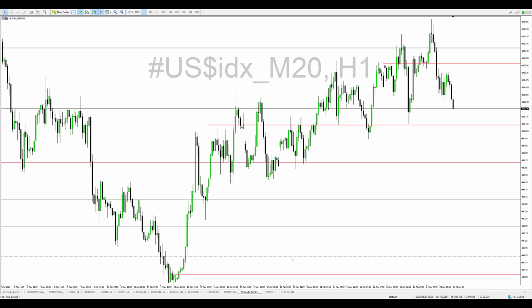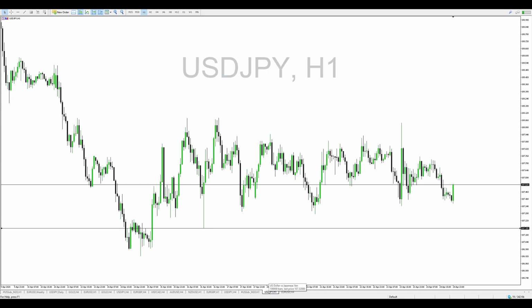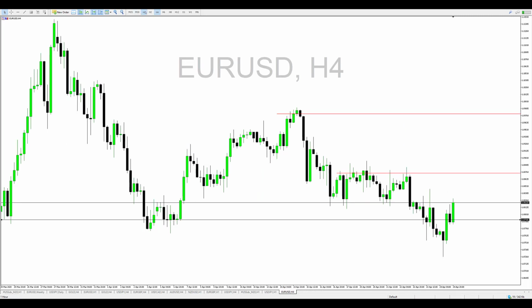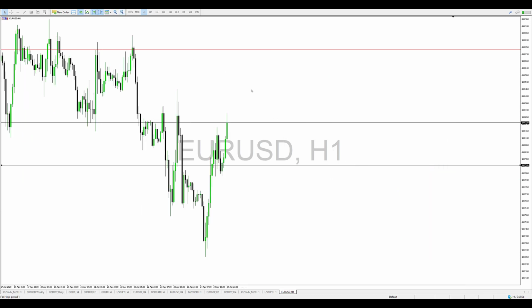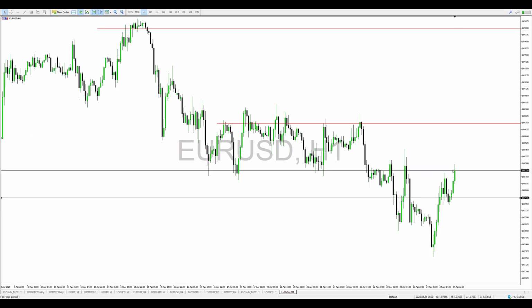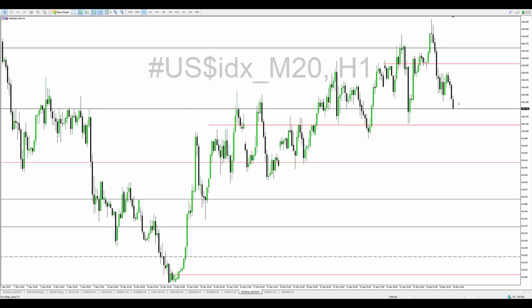So I'll be expecting further bearish moves on the dollar index, and then on the dollar yen also I'll be expecting bearish moves to the downside all the way to 107.155, and then I'm expecting EURUSD to push to the upside. Since we are expecting weakness in dollar index, I expect EURUSD to push all the way, clearing up these highs here, clearing up these highs all the way to 1.0875.